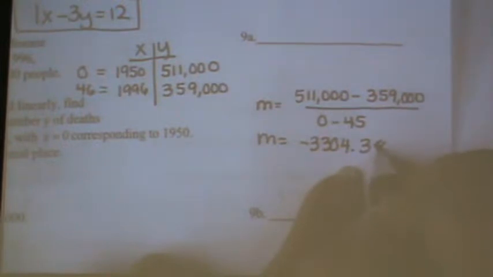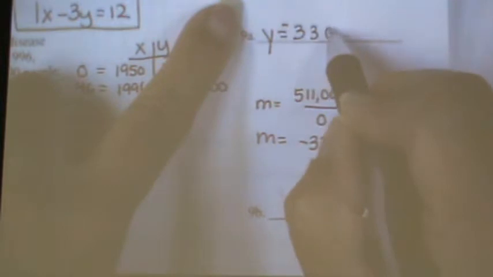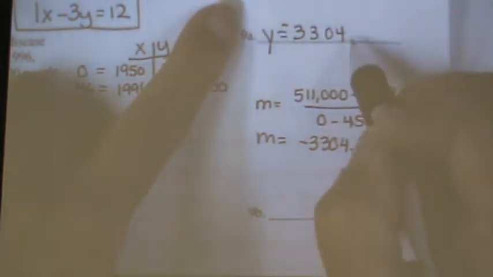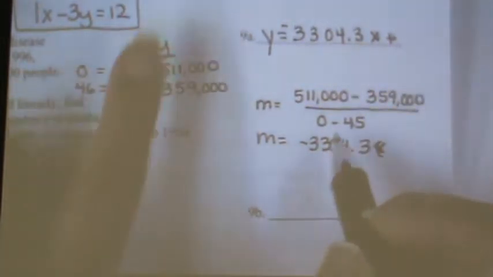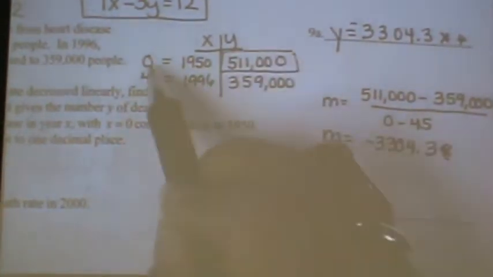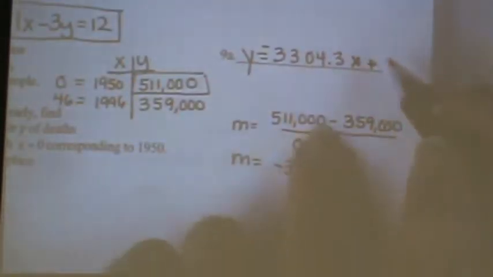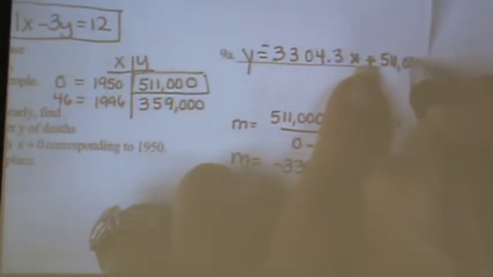So that's the number you're going to put in front of x. So when you write your equation, y equals, you're going to write negative 3,304, and then 0.3 x. But we need a b value. What is the y-intercept? It's right here. When x is 0, that's your b value. That's your beginning amount, so 511,000.